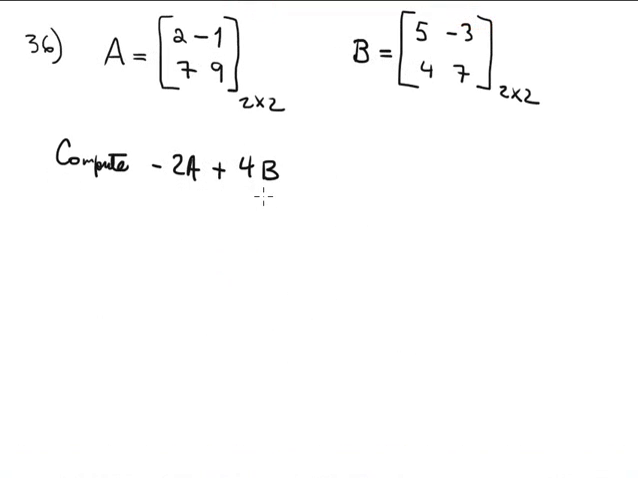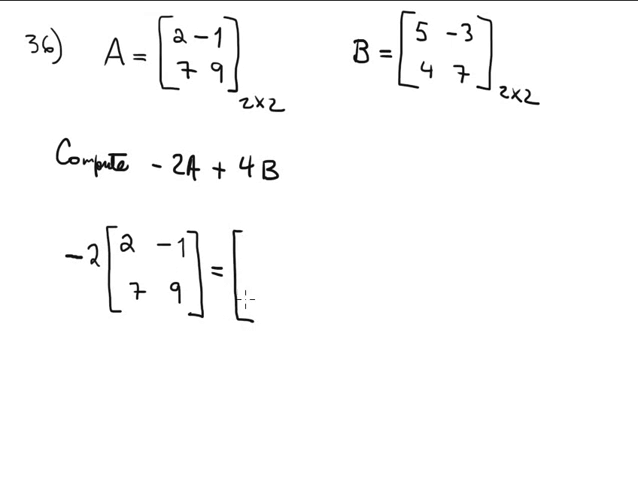Question 36, we continue doing an example of matrix algebra. In this case A is 2 by 2 and B is 2 by 2, so they match perfectly. But in this case we have multiplication by a scalar. So when you multiply the matrix A by the scalar, you multiply every entry by negative 2.